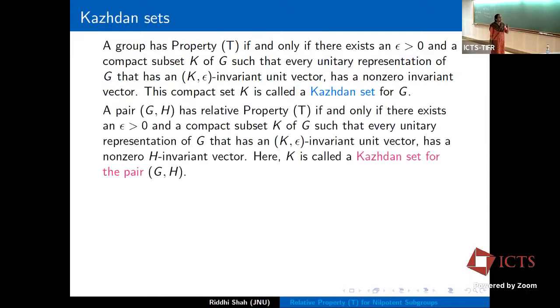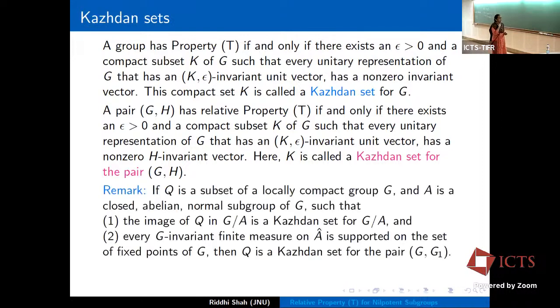Similarly, a pair GH has relative property T if and only if there exists an epsilon greater than 0 and a compact subset K of G such that every unitary representation of G that has a K epsilon invariant unit vector has a non-zero H invariant vector. So here K is called a Kazhdan set for the pair GH.